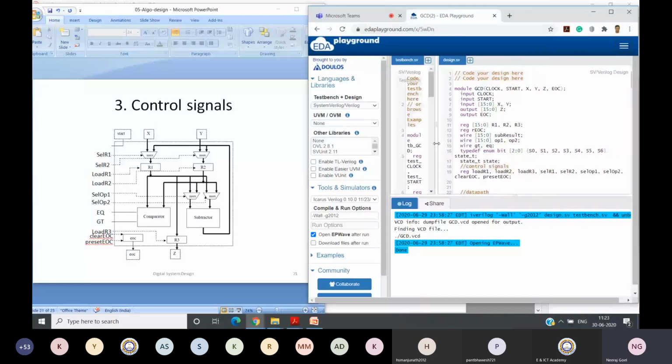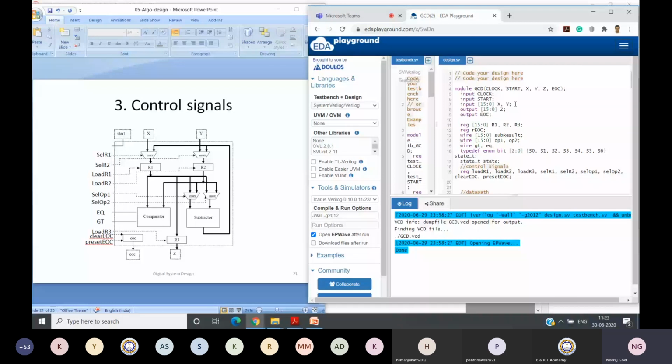Okay, so you will see the input output of the module is very similar to the way we have defined our input. X, Y, start are inputs, and EOC and Z are the outputs. We also define X and Y as input, and Z is a wire. We are not defining it as a register here, because R3 is a register.